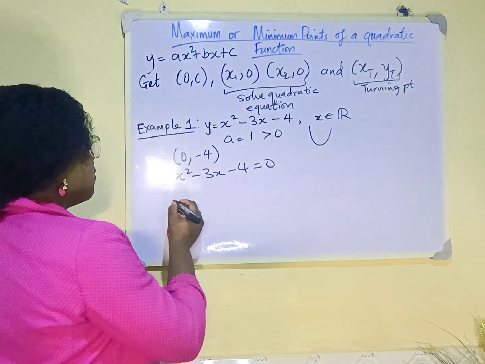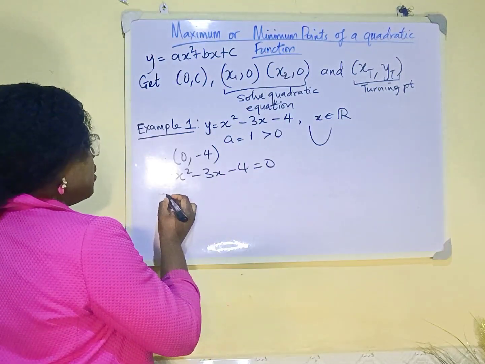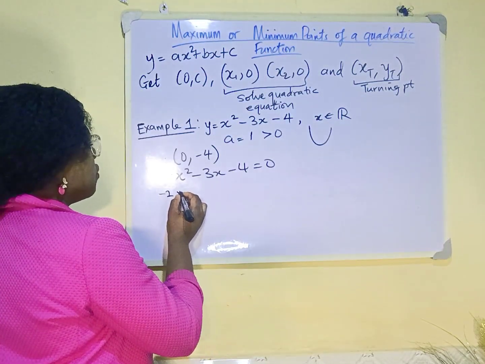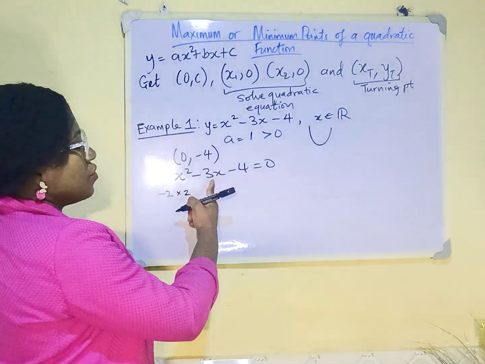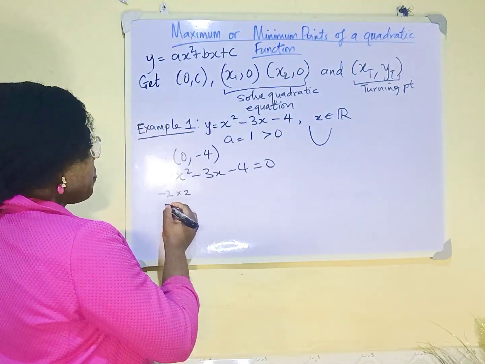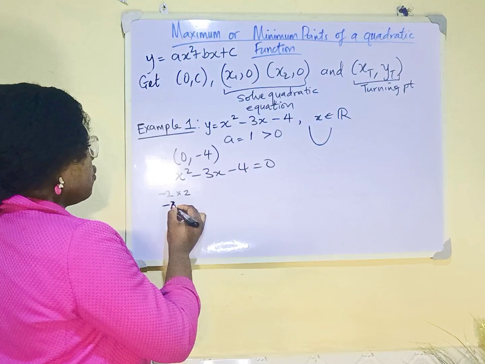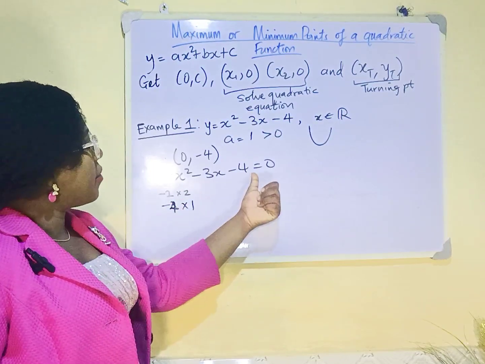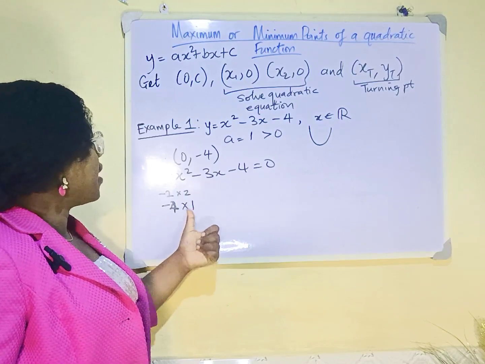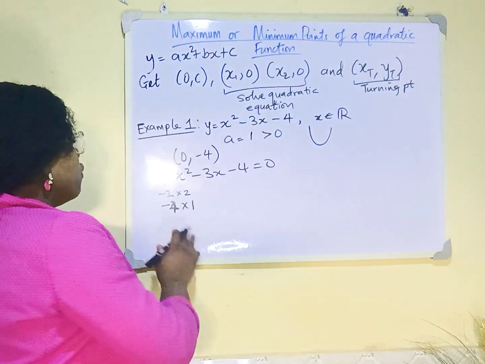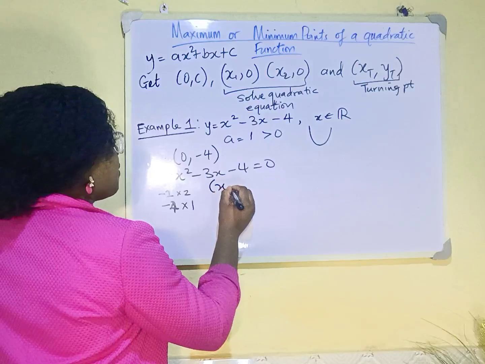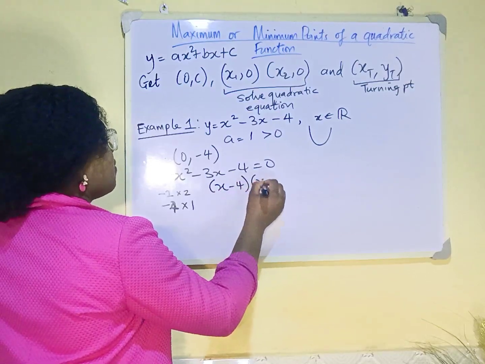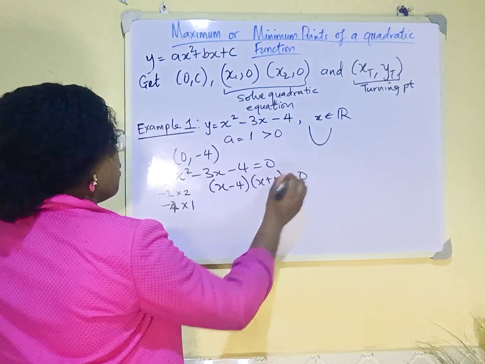So let's take our chances. We have minus 2 and 2. If I add them, I'm going to get 0. It's not minus 3. Minus 4 and 1: if I multiply them, I get minus 4, and if I add them, I get minus 3. I can stop here. So I know that (x minus 4)(x plus 1) is equal to 0.